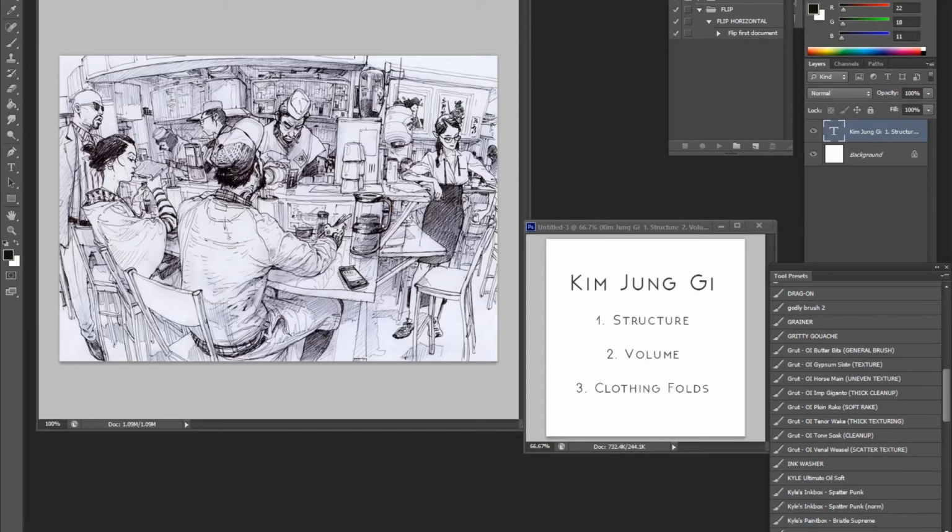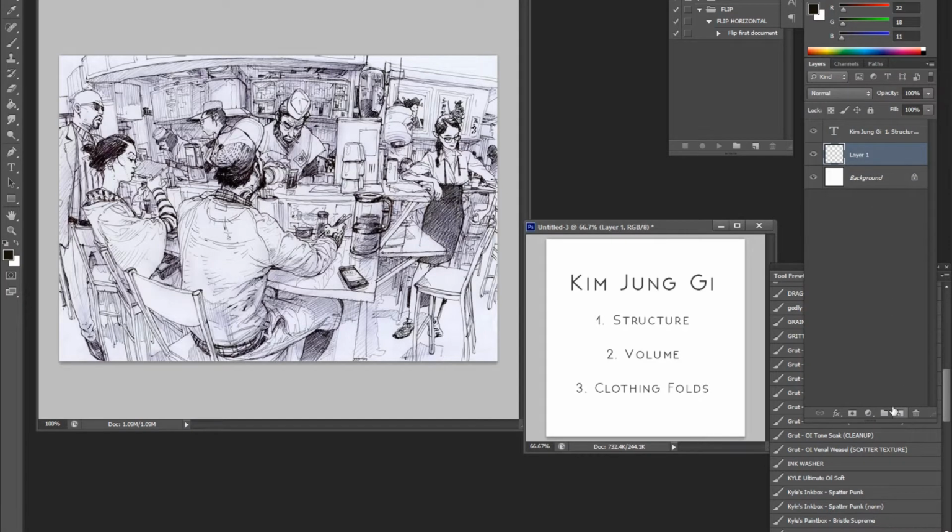So, first of all, I'm going to be talking about structure, and then I'm going to be talking about volume, and then, as a final note, not really part of it, but sort of pretty impressive too, that I find in this work, clothing folds. So, first of all, I'm going to talk about structure.